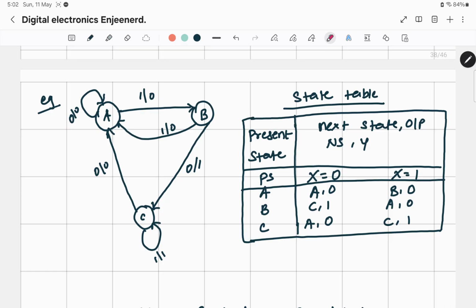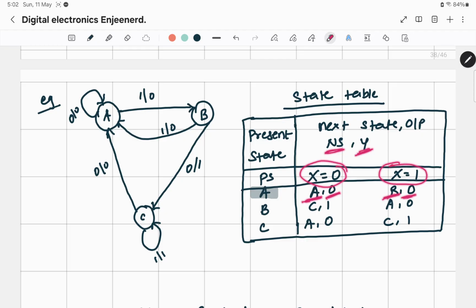Let me highlight this for a better understanding. If I am in A and my X is 0, what is X? X is the input. X could be 0, X could be 1, so I have two combinations. That is my input. And these are my next state and this is my output Y. This is my next state, this is my output Y, and this is my input.